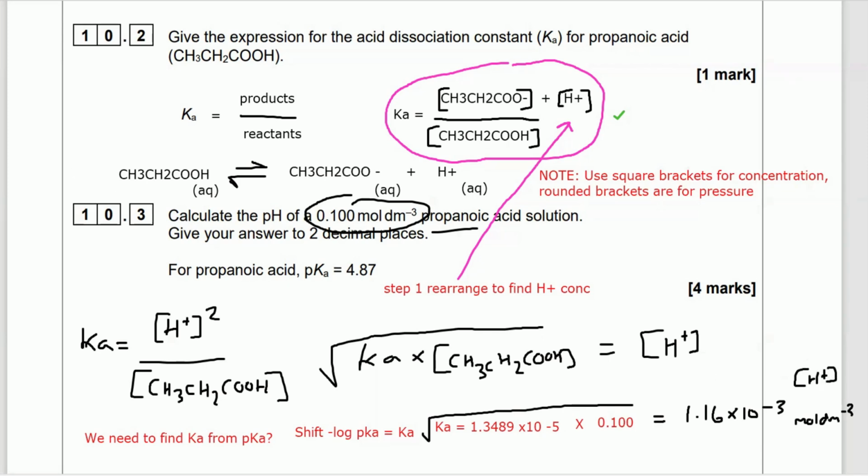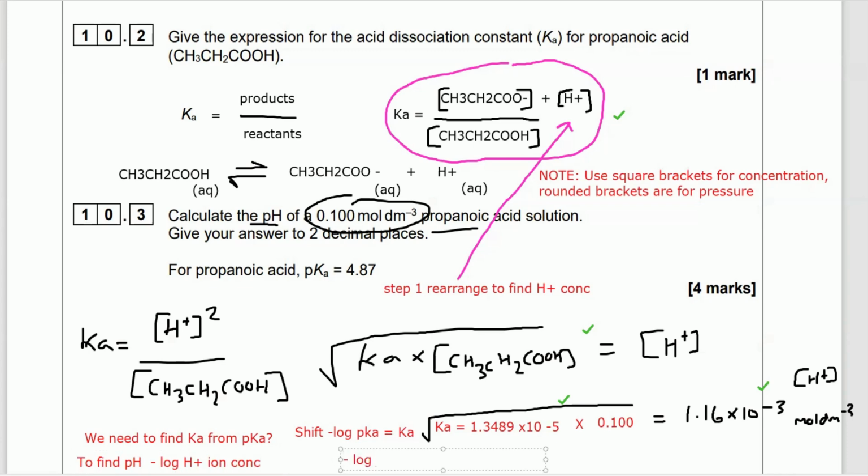But we're not done yet. This will have secured us 3 marks. So rearranging the expression and then finding the Ka from the pKa will get you 2 marks. Now we've got the hydrogen ion concentration. Hopefully you can remember how to work out the pH from the hydrogen ion concentration. And pH is the minus log of the hydrogen ion concentration. So get your calculator out, press minus, then press the log button, and then put in 1.16 times 10 to the minus 3, press the equal sign, and you're going to get the pH.